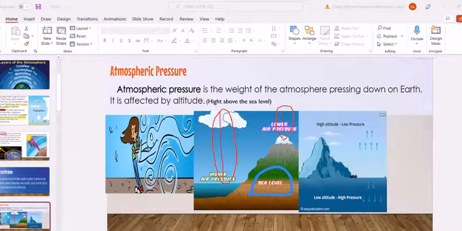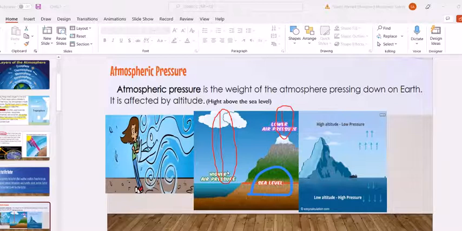This is why we can see some ice at the top of the mountain. Why? Because high places have low air pressure and low temperature. But at sea level, it has high air pressure and high temperature. Again, what's the meaning of atmospheric pressure? The weight of the atmosphere pressing down on Earth.